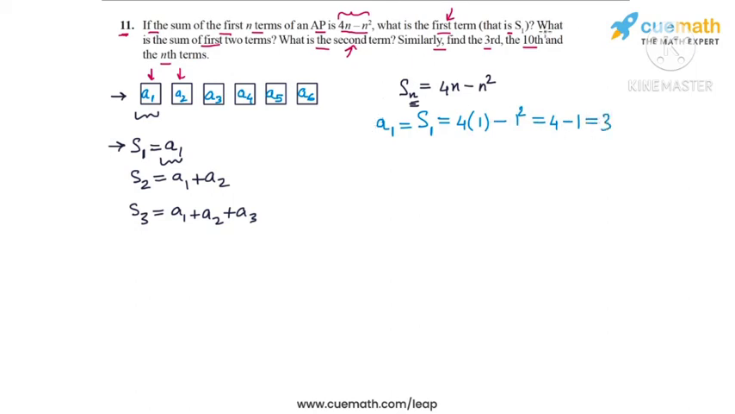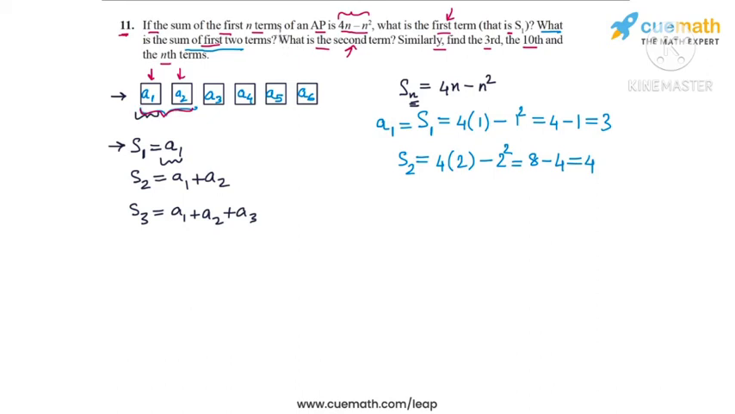Now the next question says, what is the sum of the first two terms? So what is A1 plus A2? That will be S2. So S2 will be A1 plus A2. This is equal to 4 into 2. So instead of n, let's substitute 2 now. So 4 into 2 minus 2 square, which is equal to 8 minus 4 or 4. So the sum of the first two terms is equal to 4.